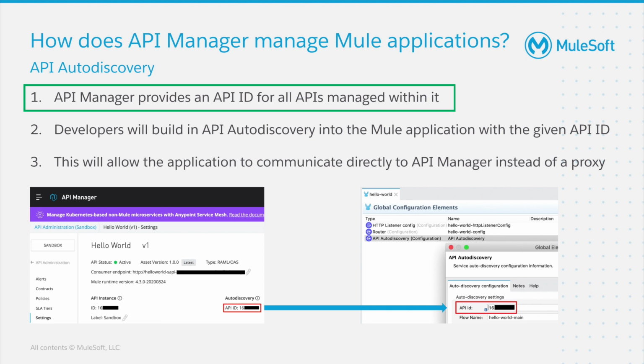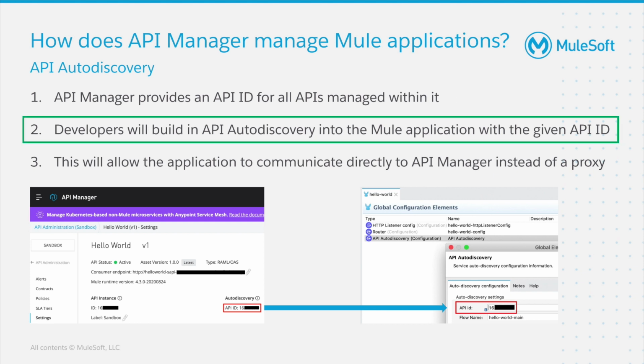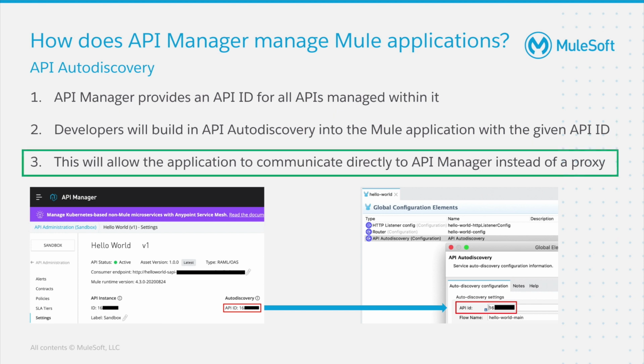This API ID serves as the key to connect your API with the Anypoint Platform to apply policies and retrieve analytics. Your developers will then take this API ID, create an API Autodiscovery component in your Mule project in Anypoint Studio, and fill that component with the API ID from API Manager. Once you have then deployed your API, API Manager will show a green started status indicating that API Manager is now ready to apply policies.